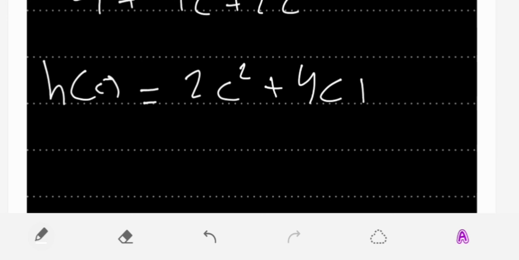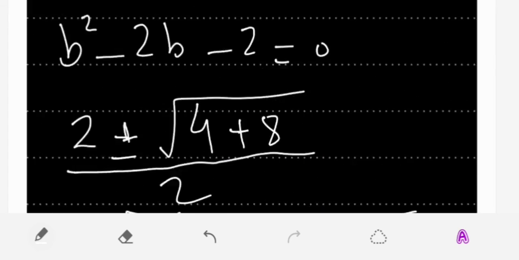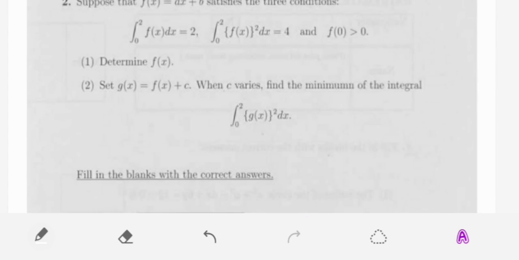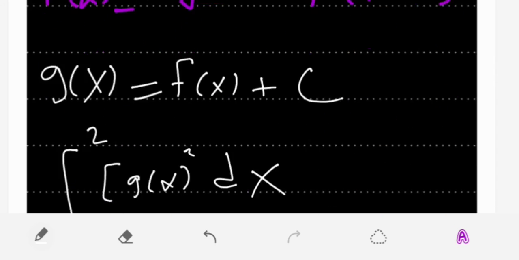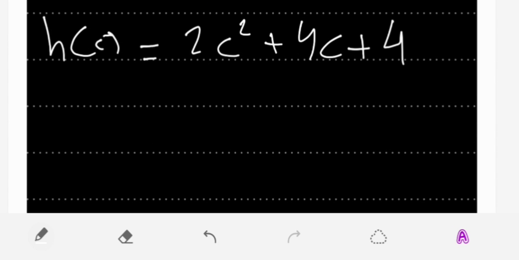So I'm going to call this h of c. Why h of c? H of c is the integral of g of x squared. So 2c squared plus 4c plus 4. Now what is he asking us? Remember, we were just integrating g of x squared. Now forget everything we did. Don't really forget it, but now it's like we have a new question. We have this equation over here and we want to know its minimum.